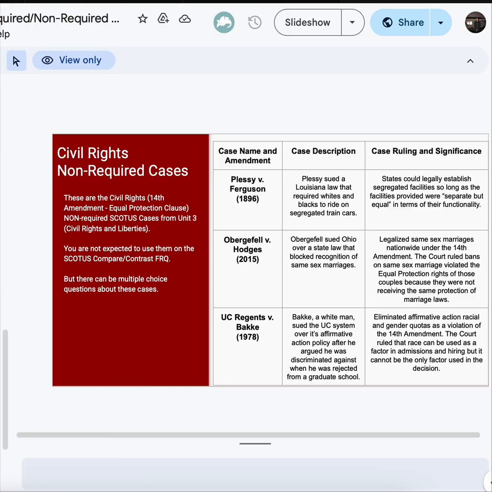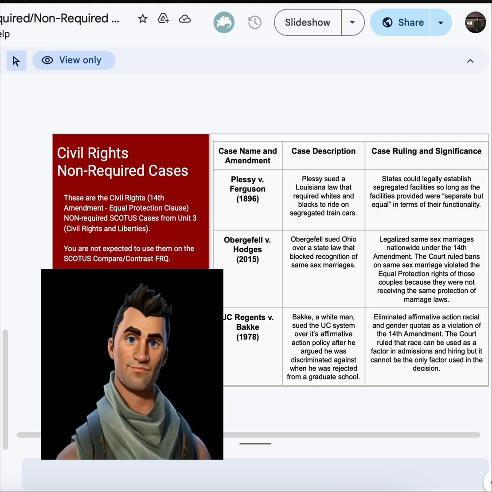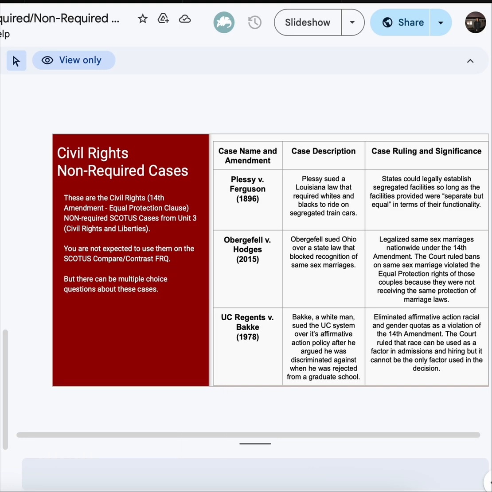And then we have Bakke, principle, 14th Amendment, Equal Protection Clause. The summary of this: Bakke was a white applicant. He was denied admission to a medical school at the University of California. He argued that the school's affirmative action policy, which set aside seats for minority applicants, discriminated against him. He felt like it was unjust, and the Supreme Court ruled that racial quotas were unconstitutional, but race could still be considered as one factor among many in admissions decisions.